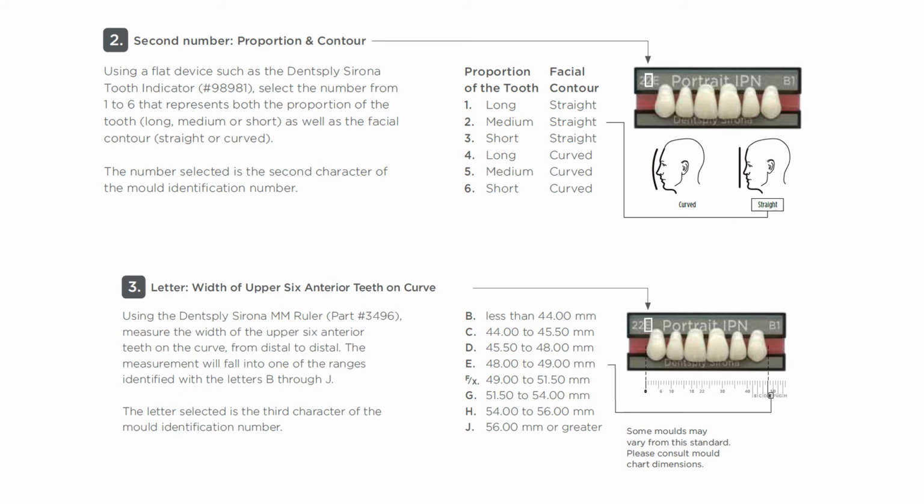The letter corresponds with the width of the upper 6 anterior teeth on a curve. Using the Dentsply Sirona millimeter ruler, measure the width of the upper 6 anterior teeth on a curve, from the distal of canine to distal of canine. The measurement will fall into one of the ranges identified with the letters B through J. The letter selected is the third character of the mold identification number.